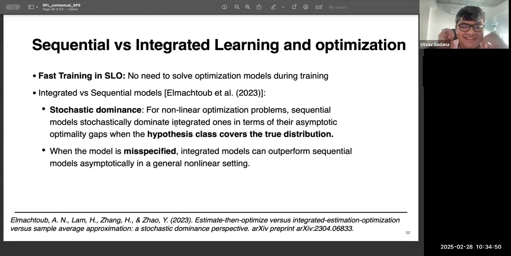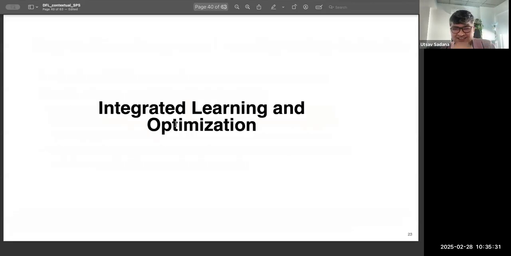Now, it is unreasonable to expect that our hypothesis class will always cover the true distribution. This is what we call the model misspecification setting, meaning that the hypothesis class does not have the true distribution. In this case, asymptotically integrated models outperform sequential models. In fact, if you have finite data, there are a lot of papers where it is shown that integrated models outperform sequential models in the finite sample settings. And that's what has motivated this integrated model learning and optimization, which I will now discuss.